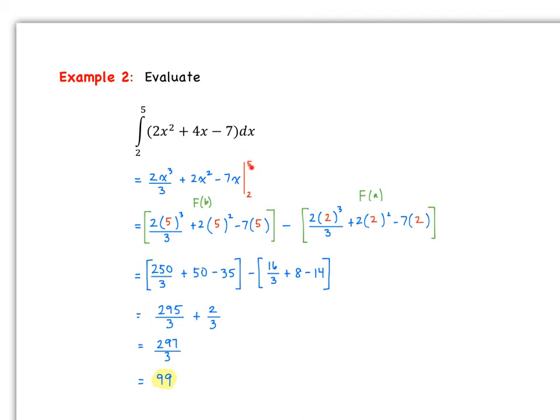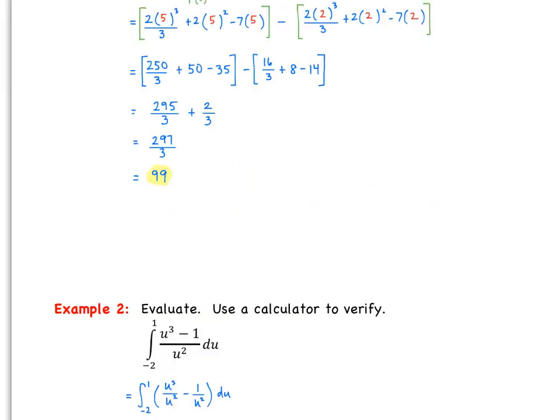So this is our b value, 2 is our a value, and now we have to take into account f of b minus f of a. So we plug in that b value in for x, and then we subtract, and we're going to plug that a value in for x. And now when we clean everything up, you can see what we get. And as you work through it, just make sure that you get 99 for your final answer. Okay?